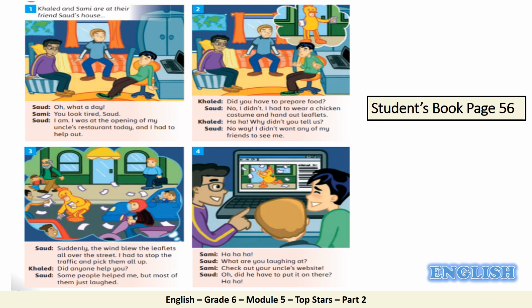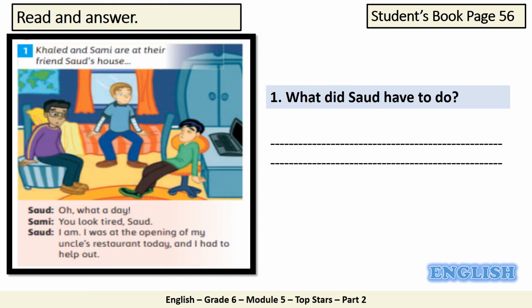Let's start our lesson by recalling some information about Saud. Open your student's book to page 56 and answer the coming questions. I'd like you now to read question 1 with me. What did Saud have to do? Read frame 1 and answer. Correct. He had to help out at the opening of his uncle's restaurant.